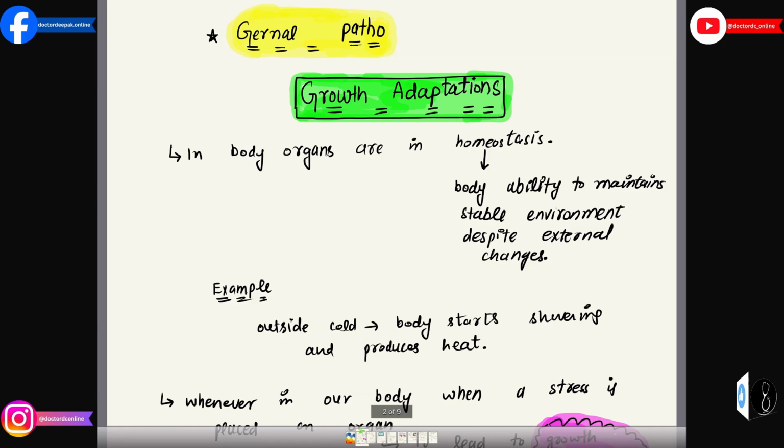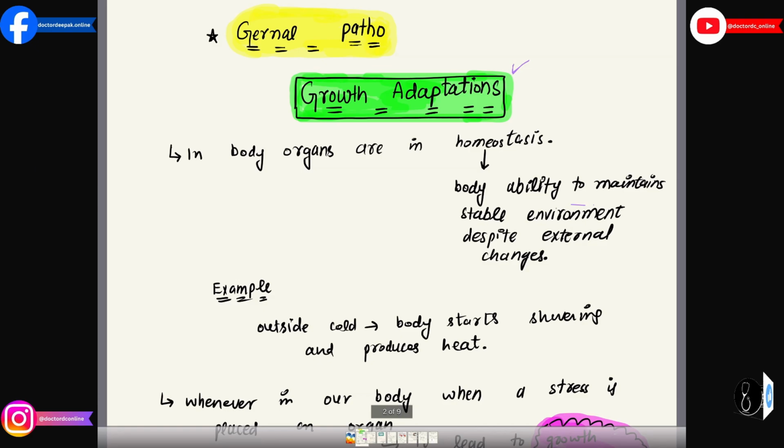Okay, so we are going to start our first topic in general pathology. In general pathology, today we are going to discuss our first topic, that is growth adaptations. Before we directly start this topic, we have to first understand the basic principles.